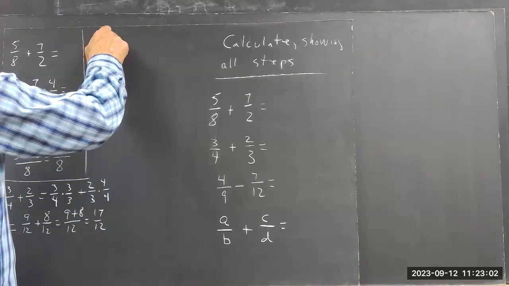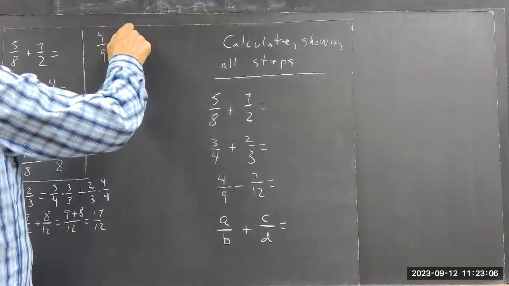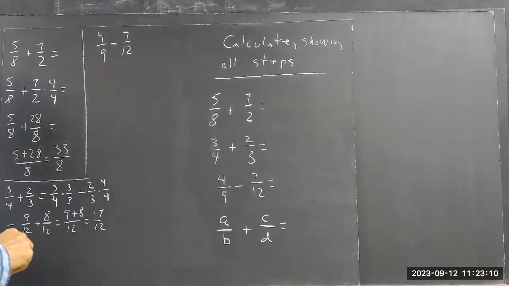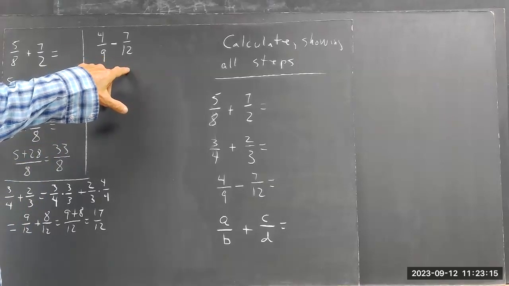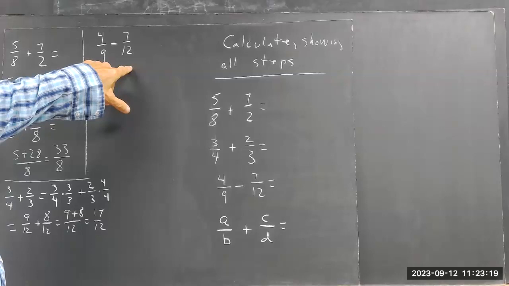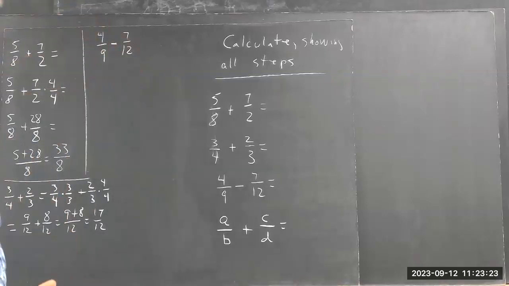Okay, so down here, 4/9 minus 7/12. What's the least common denominator? You could multiply 9 by 12. You do that, you get 108. You could use the denominator of 108, but we want to use the least common denominator.